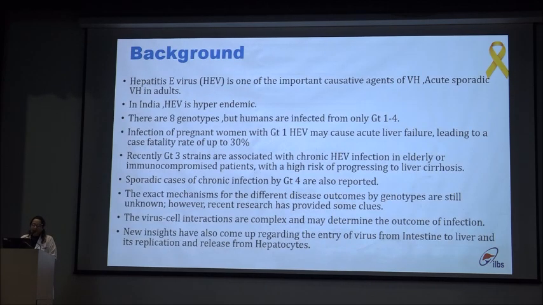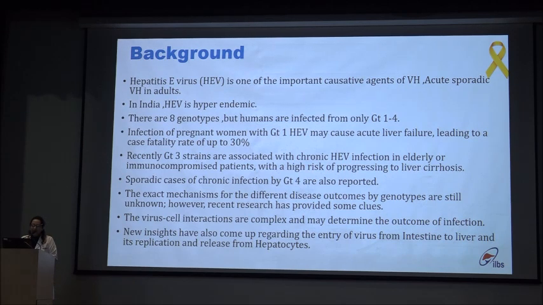So, briefly recapitulating, it is one of the important causative agents of enterically transmitted viral hepatitis, and the most important cause of acute sporadic viral hepatitis in adults. In India, this infection is hyperendemic. There are 8 genotypes, but humans are infected only by genotypes 1 to 4. 1 and 2 are exclusively human, 3 and 4 are zoonotic. However, recently, a few other genotypes have been shown to cause infection.